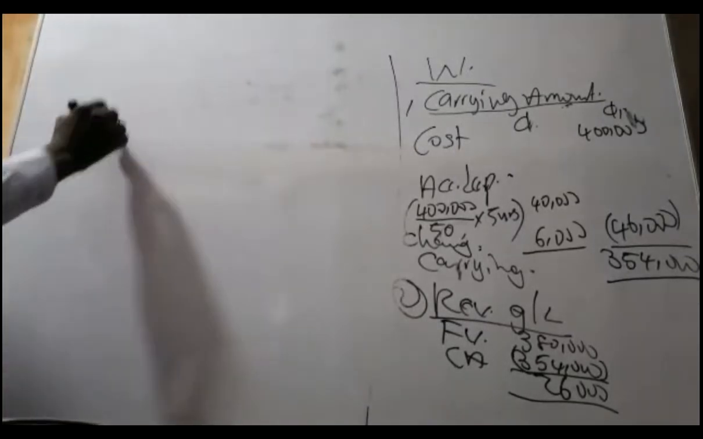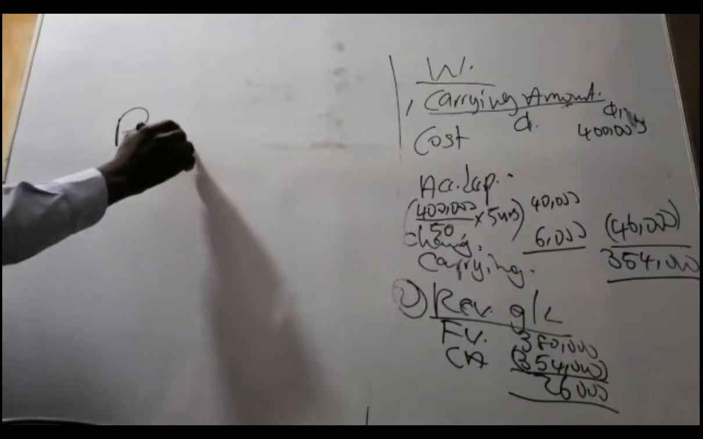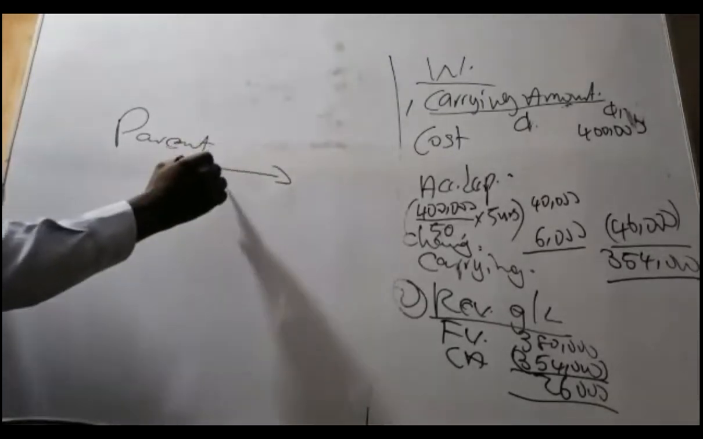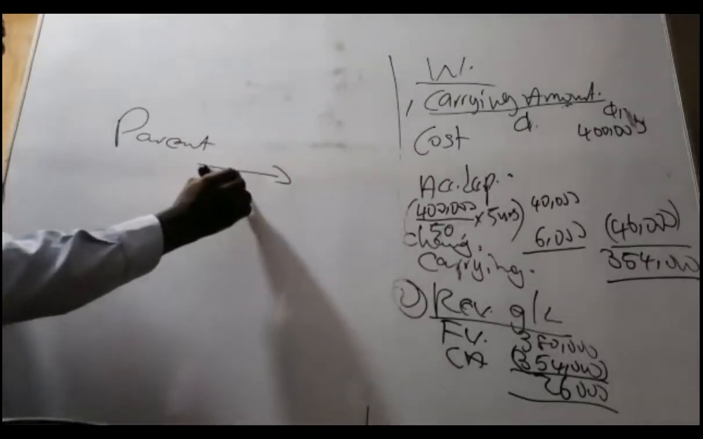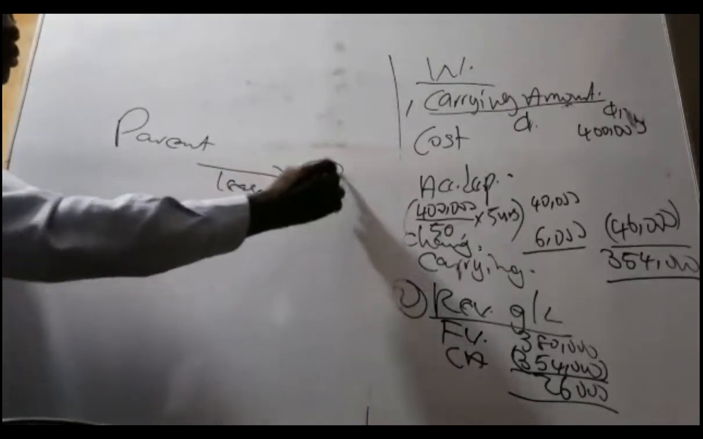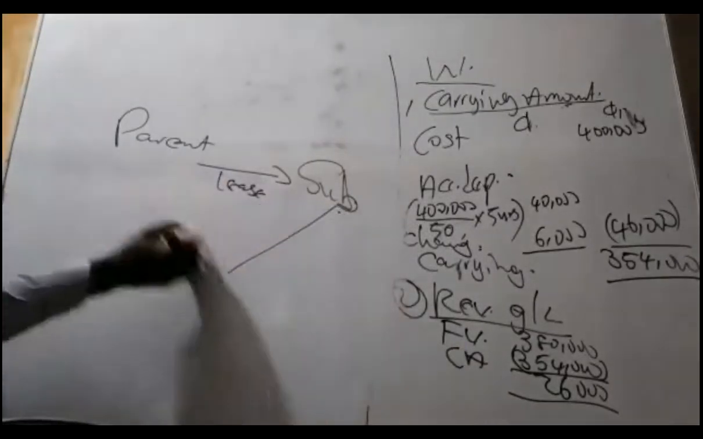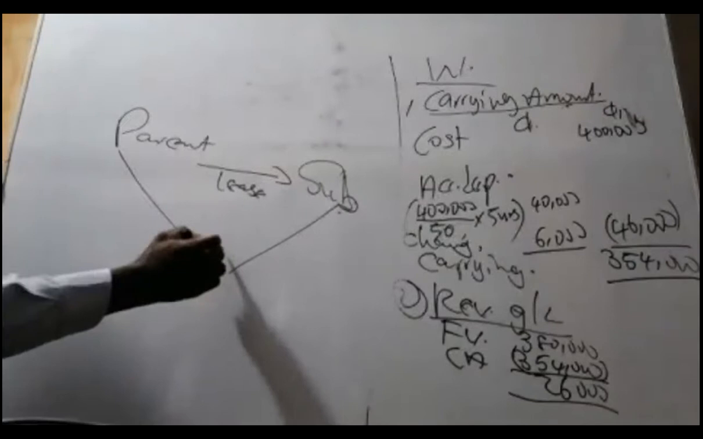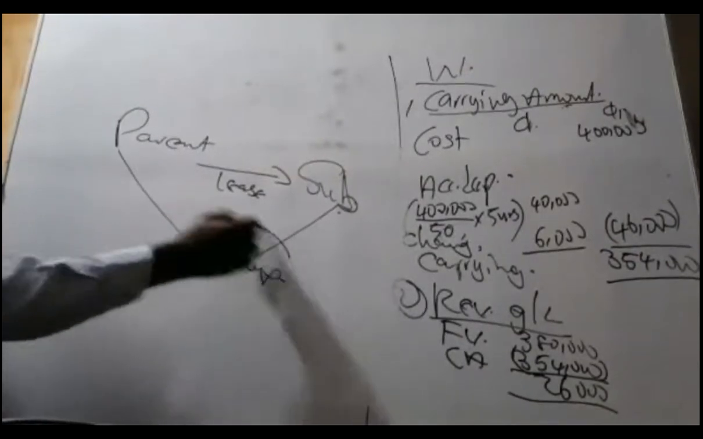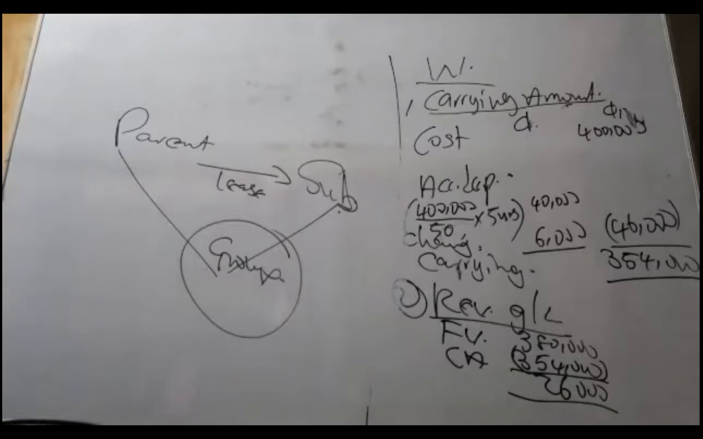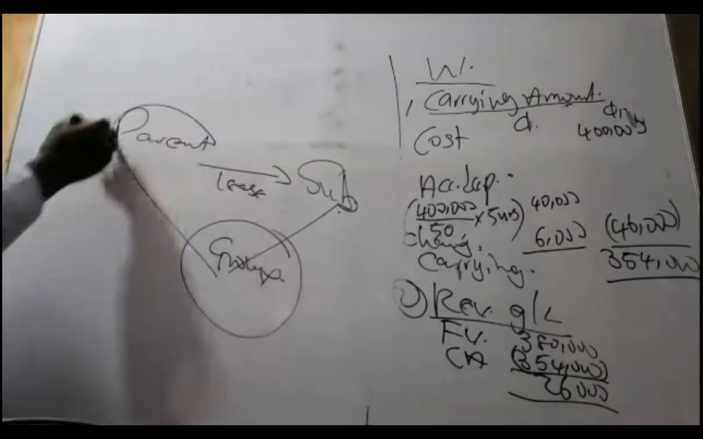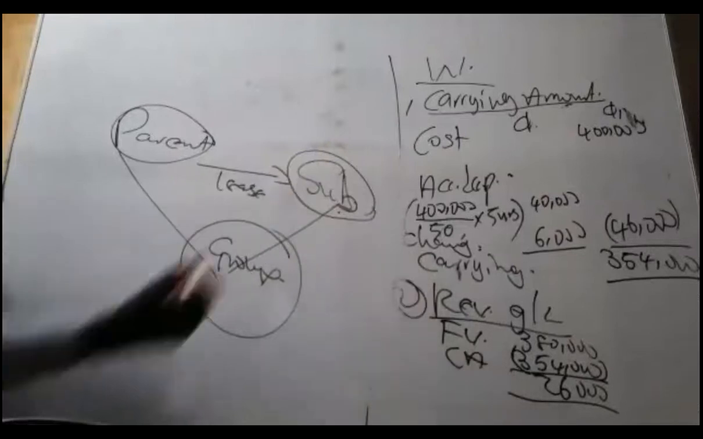So you're talking about the group accounts. So parent leasing out office building to the subsidiary. Then group. In the group account, what's the treatment? In the parent books, what's the treatment? In the subsidiary, what's the treatment?